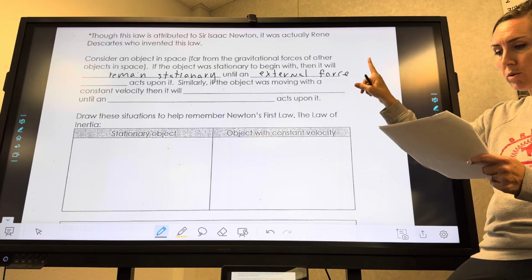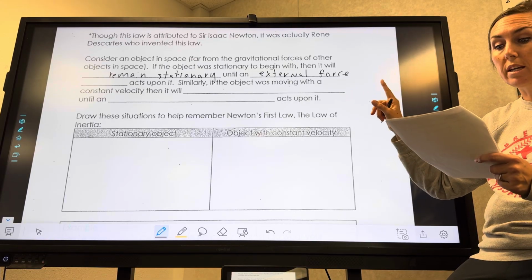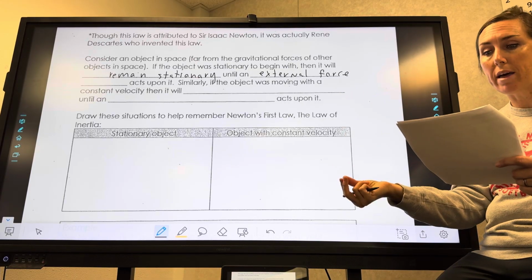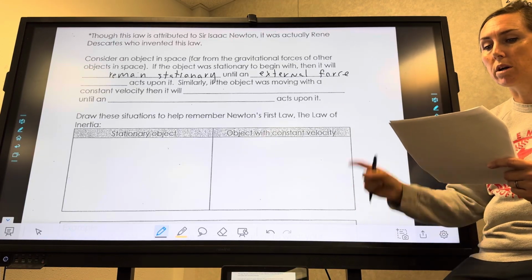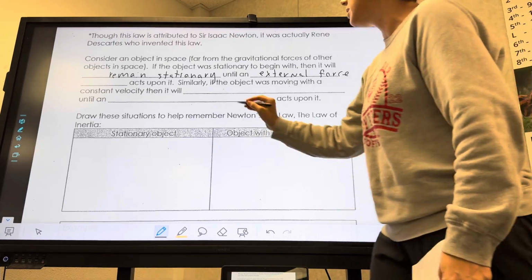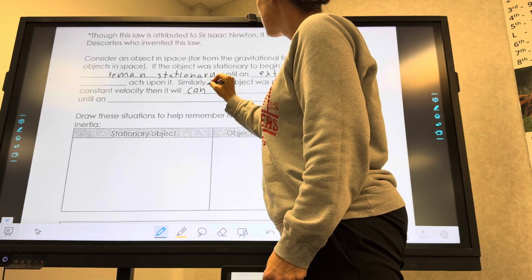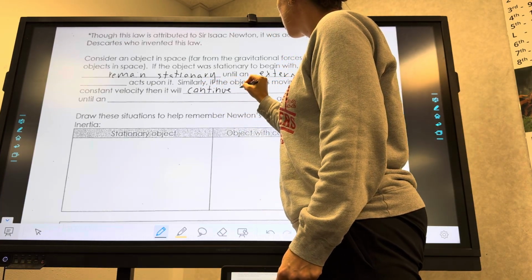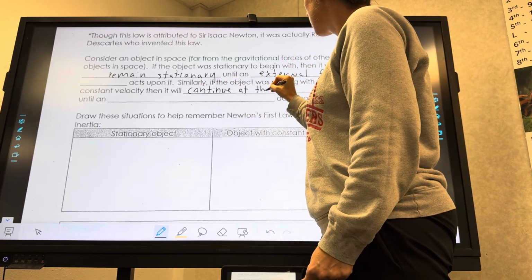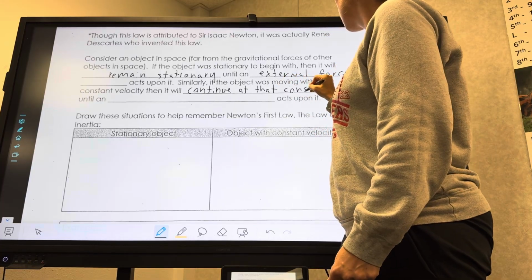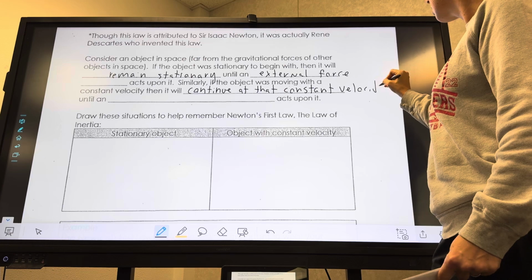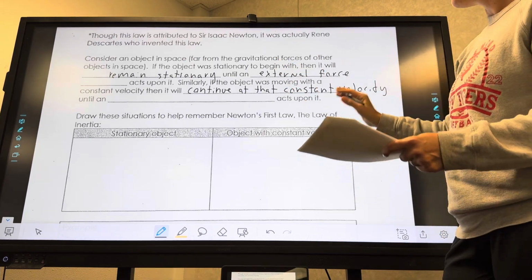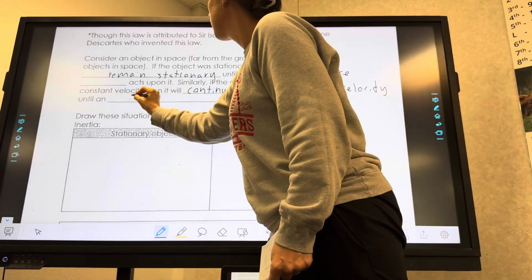Similarly, if the object was moving with a constant velocity, then it will continue at that constant velocity until an external force acts upon it. So continue at that constant velocity until an external force acts upon it.